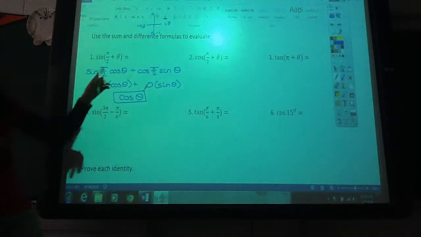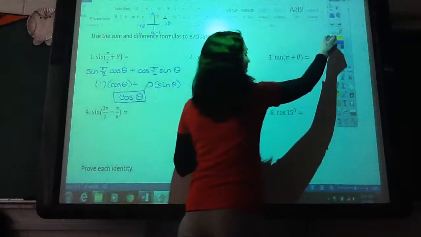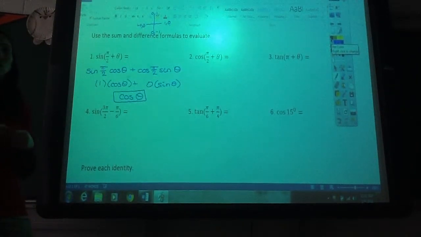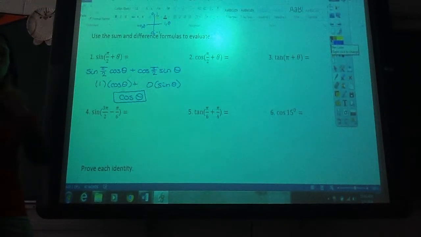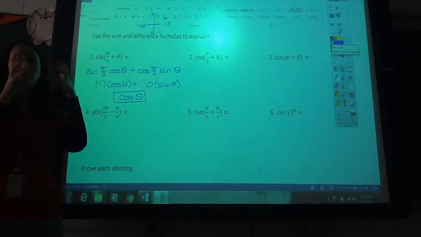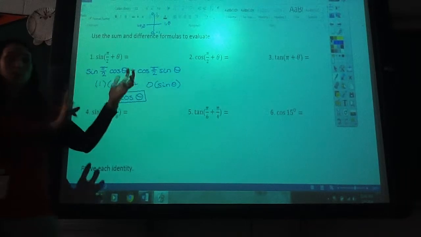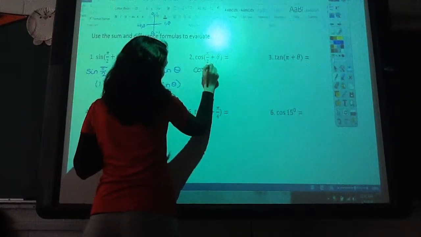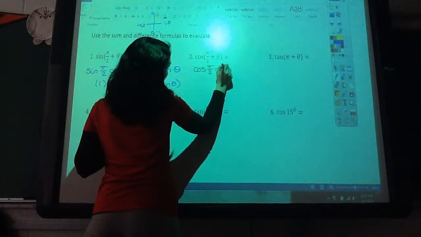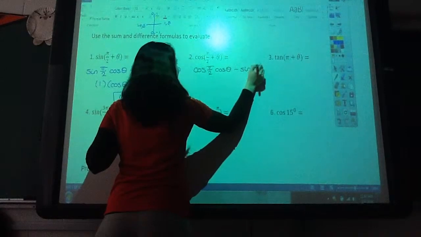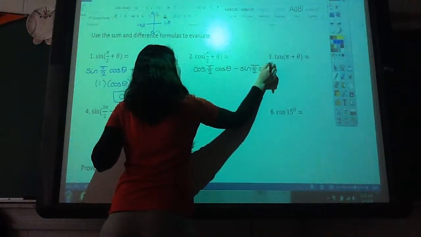So if we use the cosine formula, what do we do there? What's different about that? There's subtraction between the two terms, whereas with sine we have addition, and then you keep the two together. So cosine with cosine, sine with sine. You should have cosine of pi over 2 times the cosine of theta minus the sine of pi over 2 times the sine of theta.